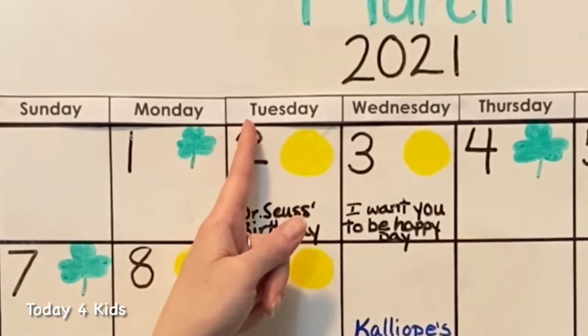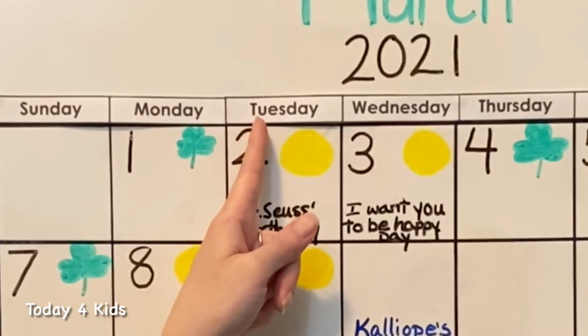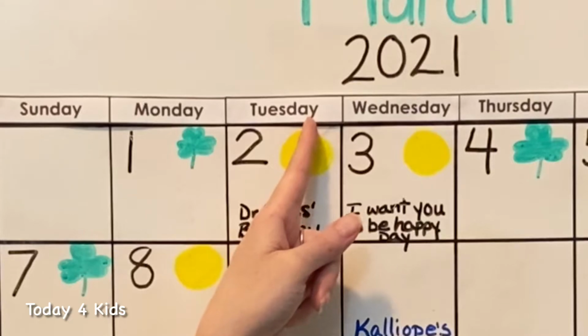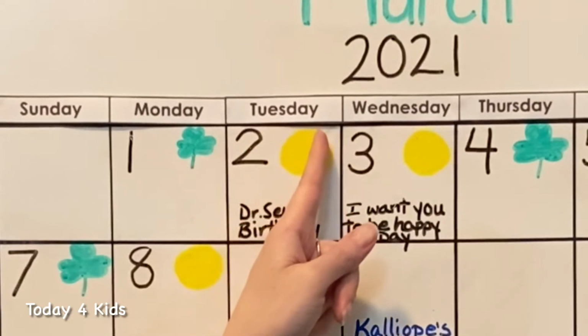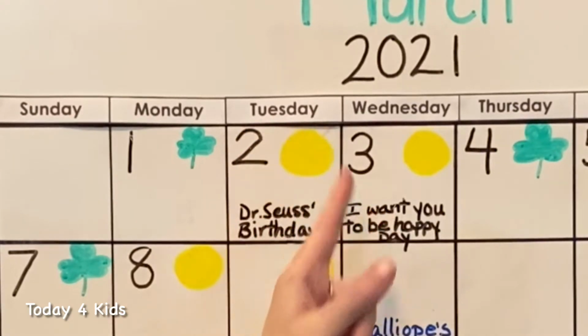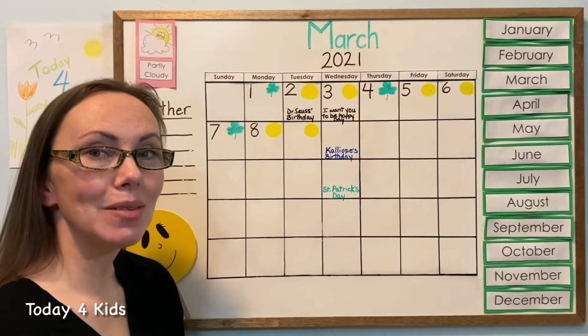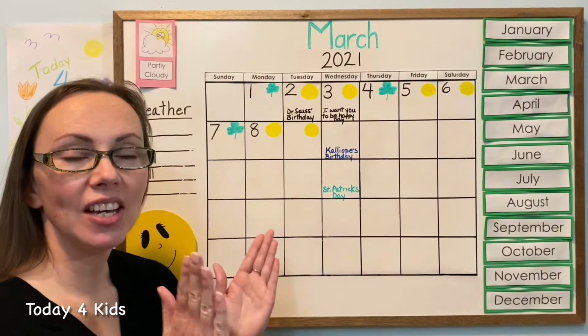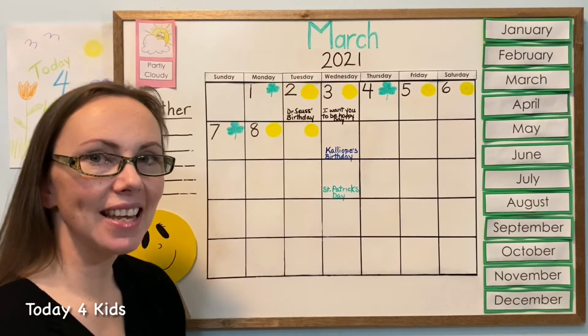So capital T because it's the name of our day, Tuesday. Tuesday. Tuesday. And Tuesday has 2 syllables. Will you clap them with me? Tuesday. Good job. One more time. Tuesday. Excellent. Thank you so much.